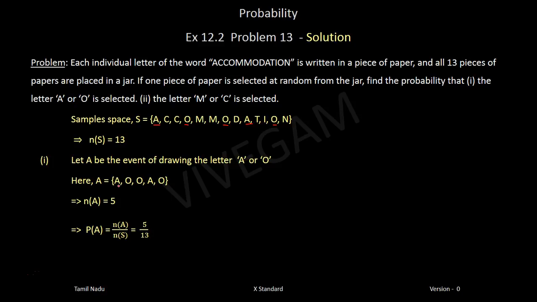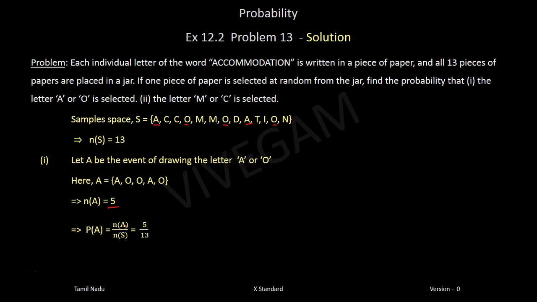How many outcomes are there? 1, 2, 3, 4, 5. Five outcomes out of the total 13 are favorable to our case because we are defining the event as drawing the letter A or O. Suppose you define only A, how many outcomes will be favorable? You will have only 1 and 2. And if you define only O, it will be 1, 2 and 3. Three outcomes only. But since we are defining the favorable outcome as A or O, we are getting 5 outcomes.